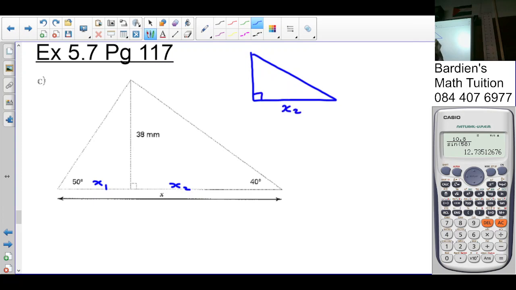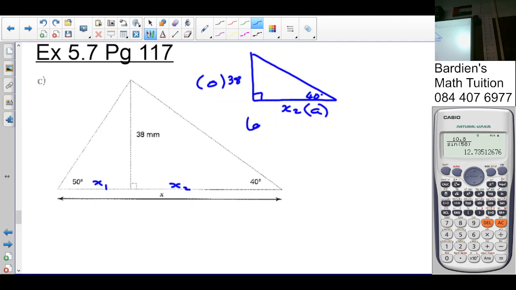Then your x2 lies here. Your 38 millimeters lies there. That's 90, and here you've got 40 degrees. That's all. So what is 38 relative to the angle there? It's your opposite. x2 is what? Your adjacent side. So which trigonometric function am I going to use?